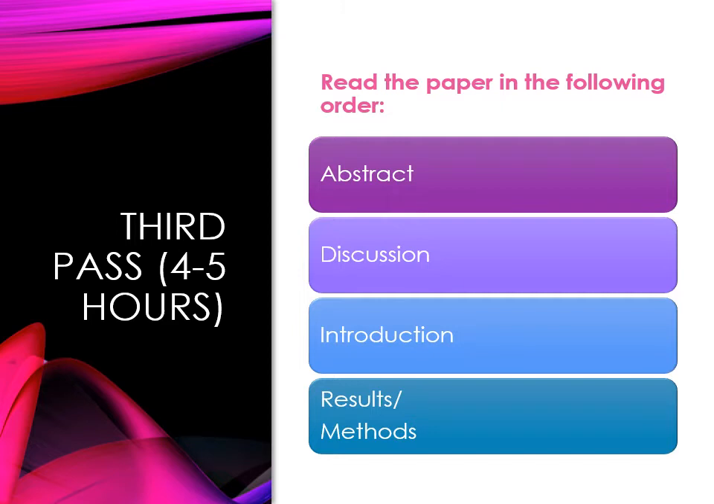The third pass, you've already read the abstract, you've already read the discussion, you've already read the introduction, you've already read the results. So now you're left with going through the methods. So you might want to skim through those other parts again, and then you're going to get into details on the methods. So you're not reading it in the order that it was presented. It wasn't written in the order that it was presented.